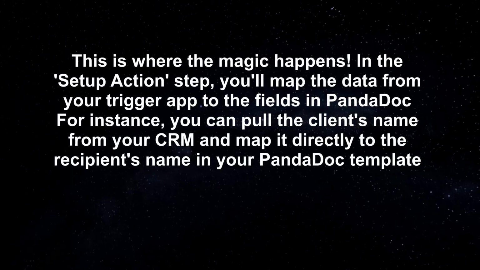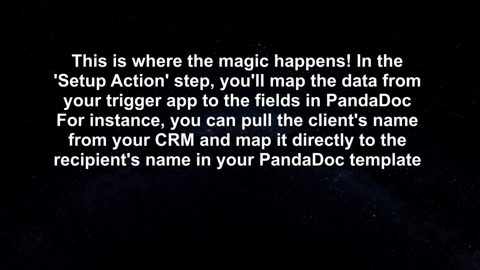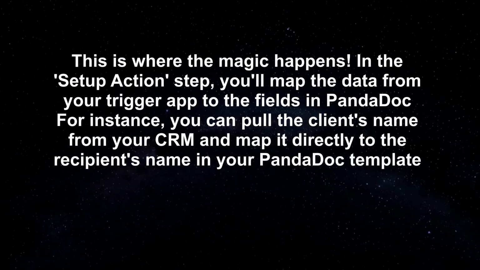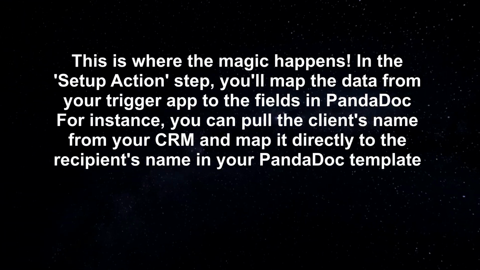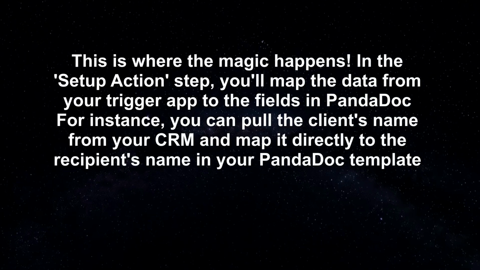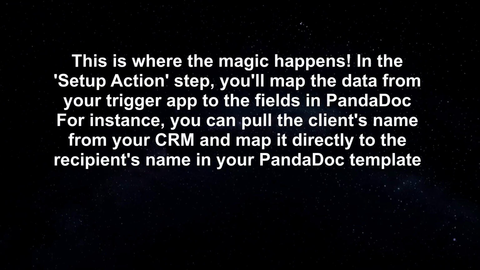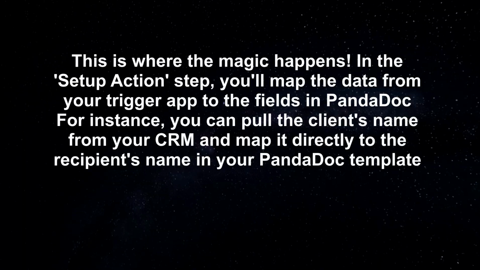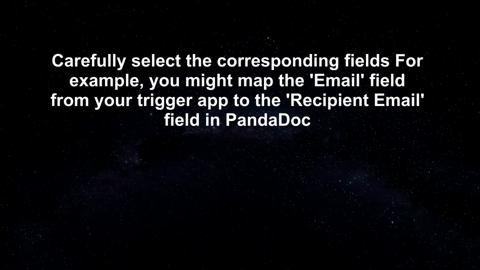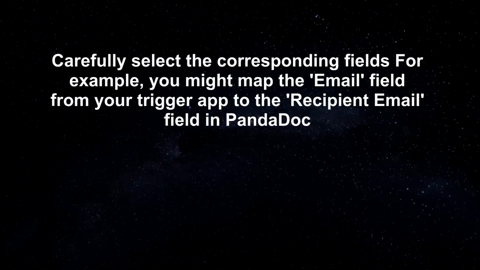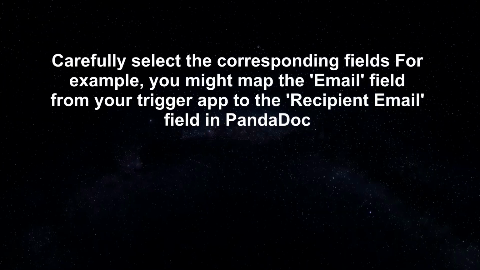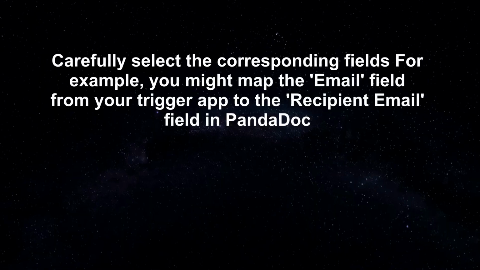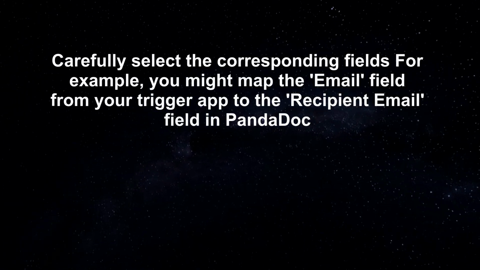This is where the magic happens. In the Setup action step, you'll map the data from your trigger app to the fields in Pandadoc. For instance, you can pull the client's name from your CRM and map it directly to the recipient's name in your Pandadoc template. Carefully select the corresponding fields. For example, you might map the email field from your trigger app to the recipient email field in Pandadoc.